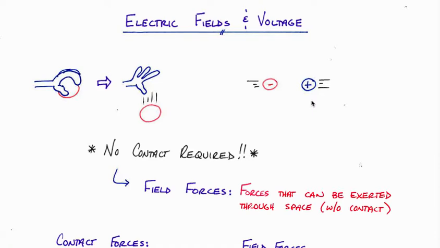And that's because these forces, gravity and the electric force, are what we call field forces. So there is what we call a field permeating through space, and that's what allows gravity to pull on an object across space and allows two charges to attract or repel one another. So it's just important to understand that a field force is a force that can be exerted through space without the need for physical contact.